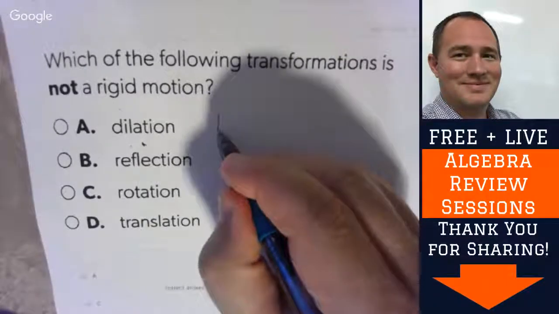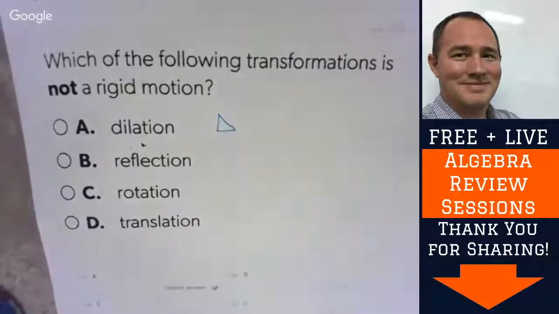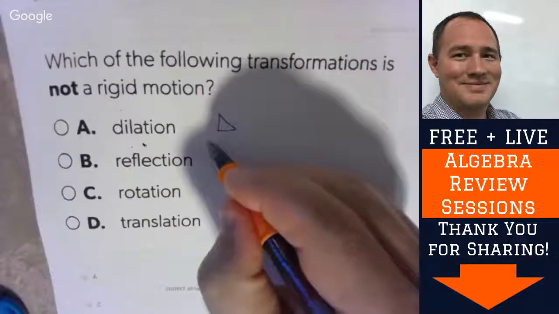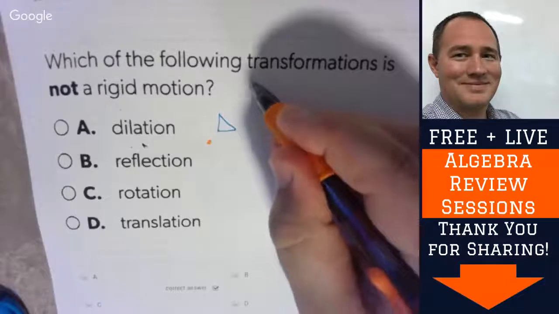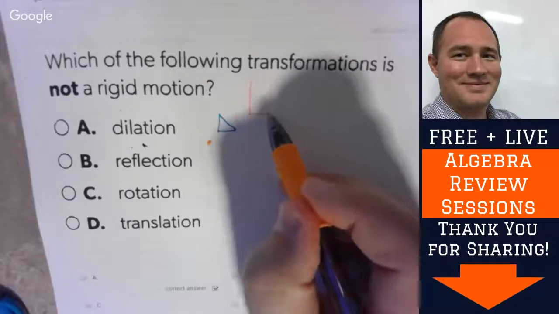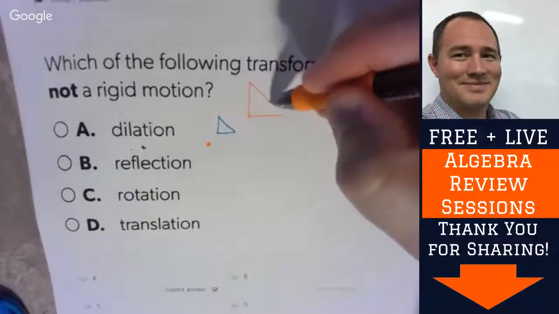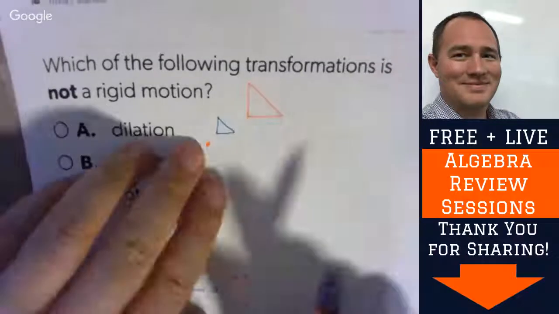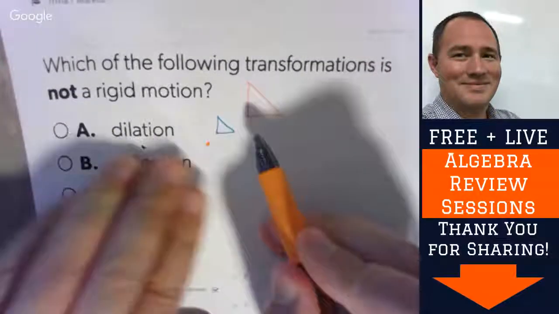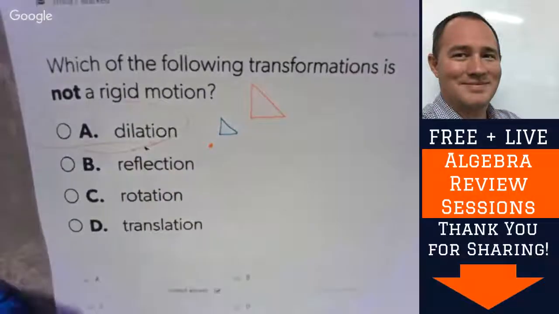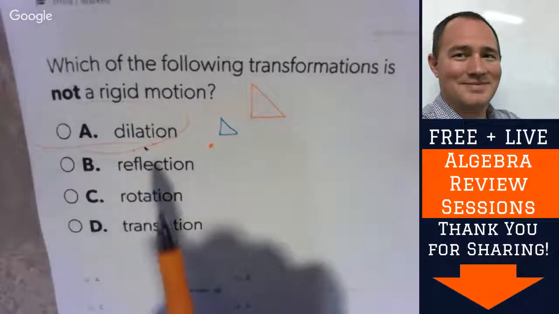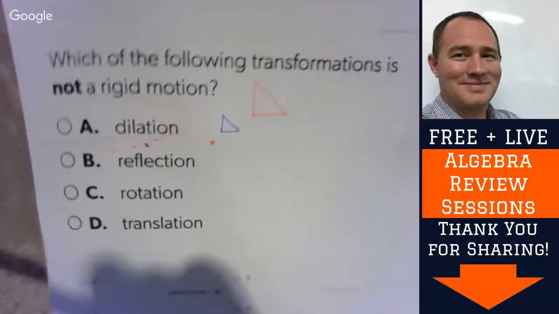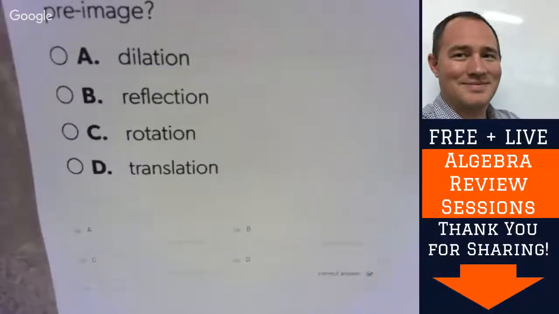So dilation, you could have something like this, kind of like a casting a shadow transformation, something like this, where it's going to be the same shape, but it's going to be bigger. And this was a rough drawing, but think about a light source casting a shadow, which is how dilation works. And that's the one that is different here, a dilation, where it maintains the same shape, but not the same size. And so that would not be a rigid motion. Okay, so that's problem 1.